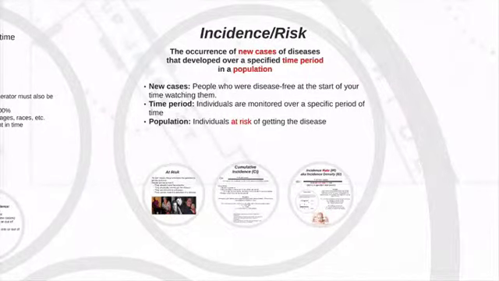Moving on now, though, our other measure of disease occurrence that is incredibly important is incidence. Incidence is also known as risk. So you can use the words incidence, risk, or also likelihood of getting disease. Those are synonymous, and we'll work more through with the language. So incidence is the occurrence of new cases of diseases that developed over a specified time period in a population.